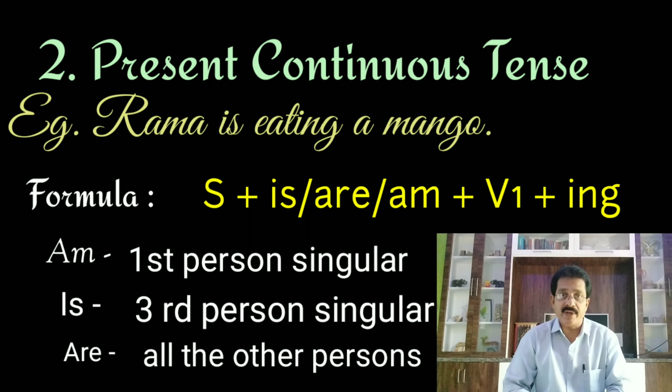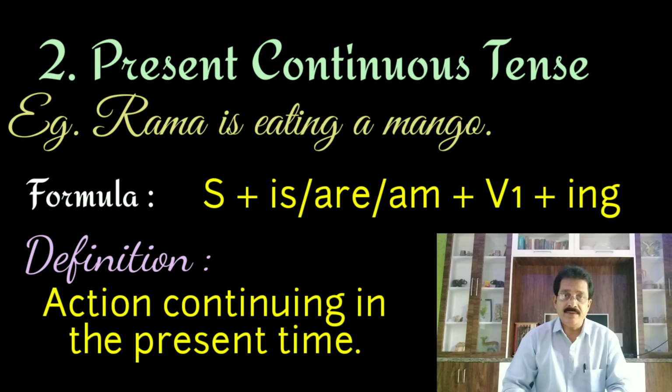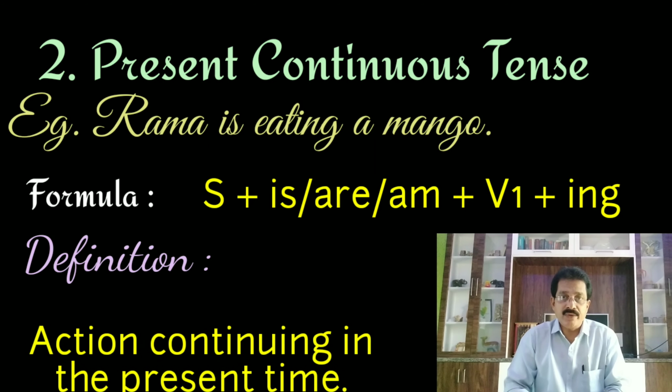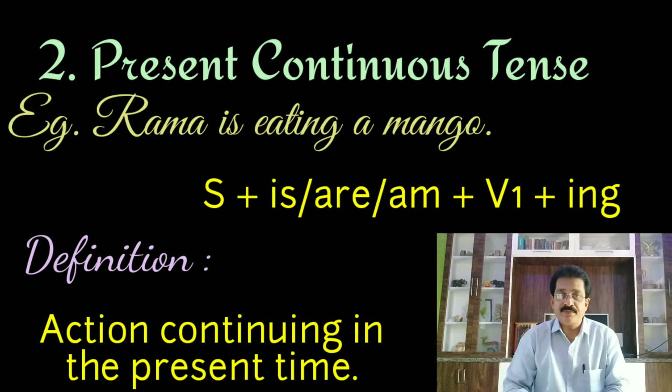I suppose you understood the usage of is, are, am. Now when do we use it? As the heading itself suggests, it is present continuous tense. So the action is continuing in the present moment. Simple as that. So it shows an action that is taking place or continuing at the time of speaking. So that is the end of present continuous tense.